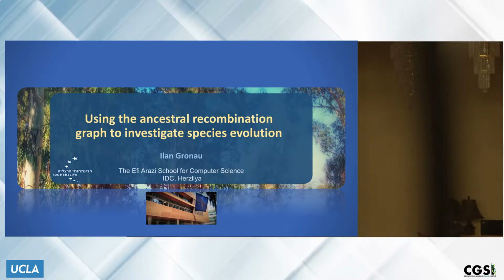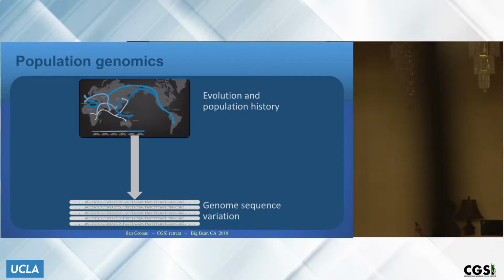What I focus my research on mostly is population genomics, which is the field of trying to understand how population history and evolution shape present-day genome sequence variation. One of the reasons why this is interesting to do, especially in this era, is that we have a lot of genome sequence variation data that we can use to try to reconstruct the evolutionary history of different species, different populations.